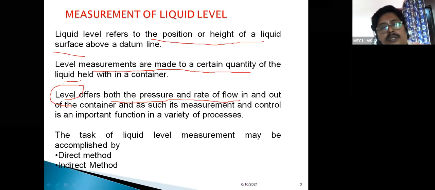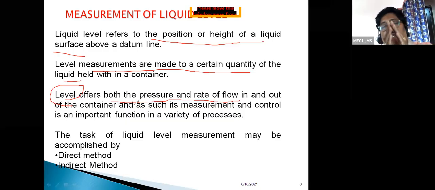See here, in the next point, level depends on both the pressure and the rate of flow. That means the rate of flow in and out of the container. Rate of flow means water falling into the tank, and then water is utilized out, coming out from the tank. That is the rate of flow out. Level mainly depends upon the rate of flow in and the rate of flow out of the container.